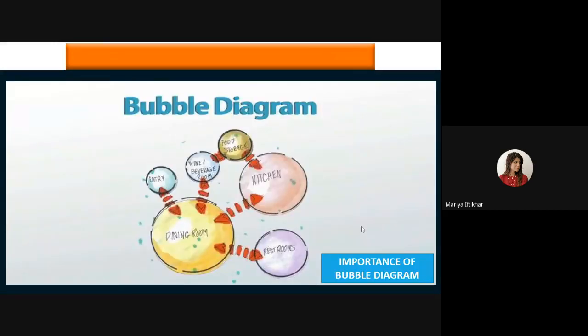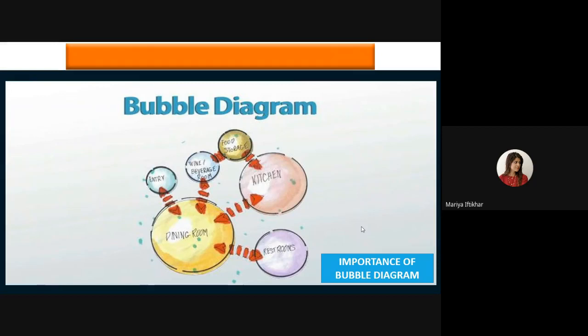So the third thing is bubble diagram. I hope you would be thinking, why bubble diagram? It's a very easy thing. But what we have analyzed is that students are not serious when it comes to the very first stage of the design process, which is the bubble diagram.